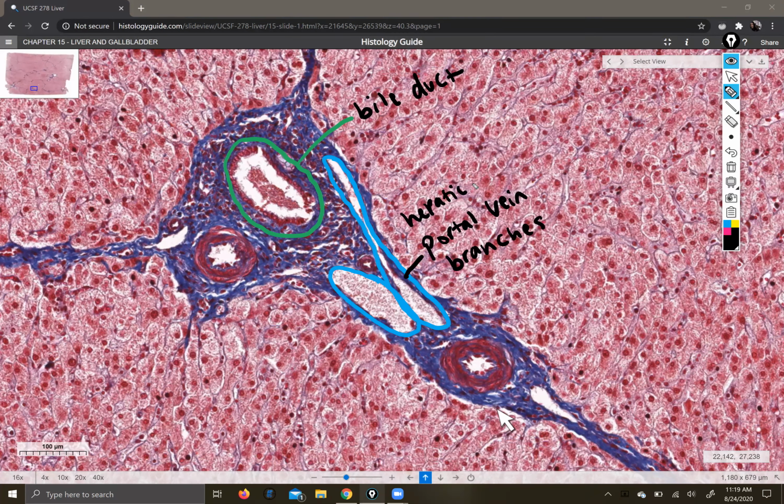And then let's switch colors once more. This and this. These are branches of the hepatic artery.